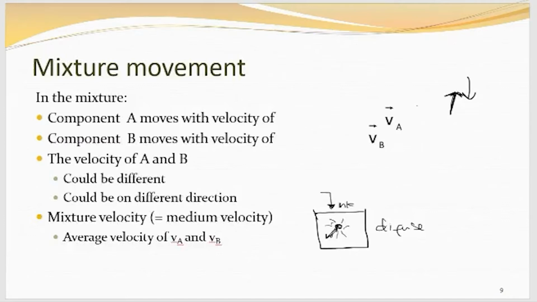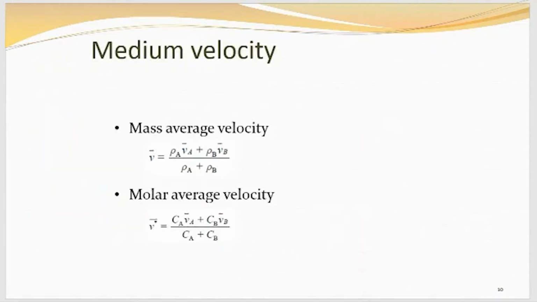But in another case, if the velocity of one of the compounds is significantly higher than the velocity of the other compound, we can see that the fluid is moving. We can see the fluid is flowing. The medium velocity can also be expressed as the mass average velocity and as the molar average velocity.